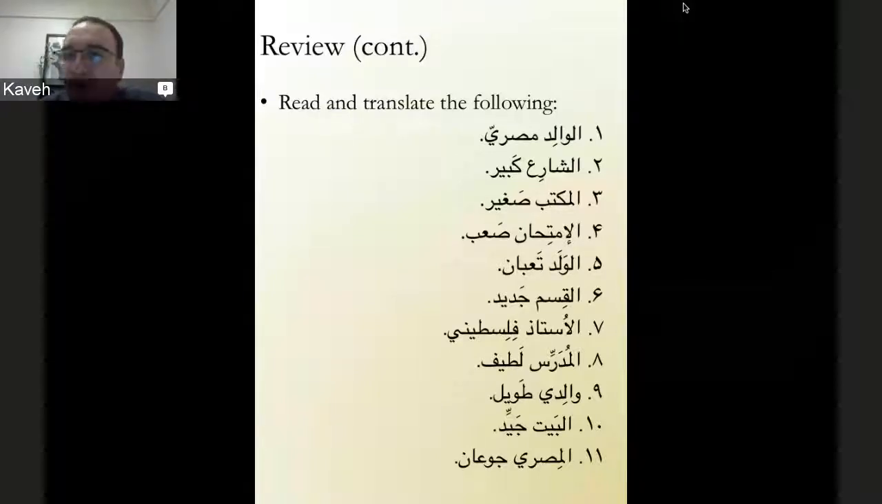Waw is a moon letter. It's a Qamari. Al-Walid Misri. However, sheen is what? Obviously, a Shamsi, right? So we do not pronounce the lam, right? And what do we do with the sheen? Shadda. Right, we put the shadda, so we double it or we emphasize it. Ash-Shari' Kabir, right? So everyone's happy with the moon letters and the sun letters, right? We're all good? Excellent. So in case you want to glance at it, it's Alif Ba, page 195.